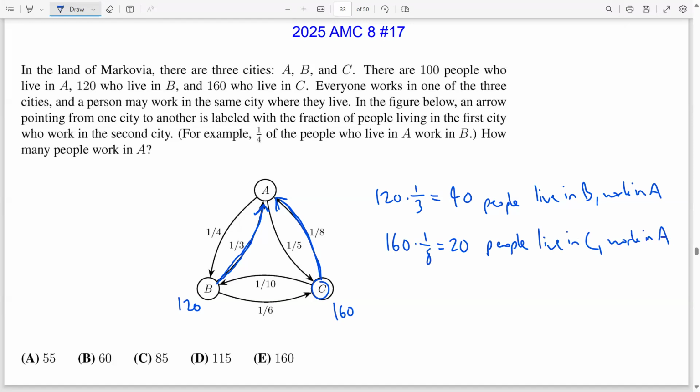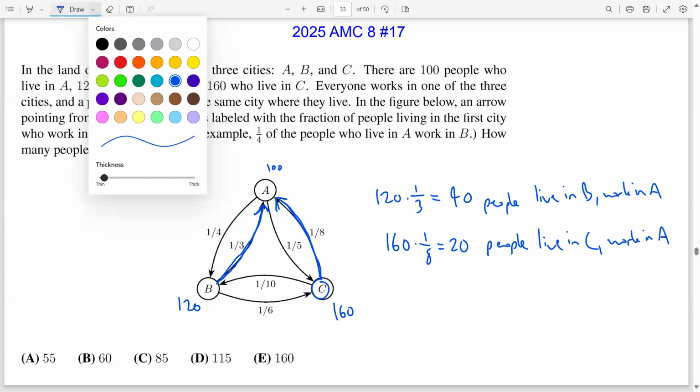Now let's look at city A. So we know that there are 100 people that live in city A. Now of those 100 people, we know that 1/4 of them work in B, 1/5 of them work in C, and the rest of them work in A.